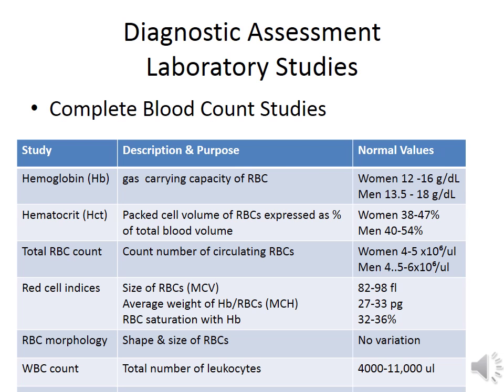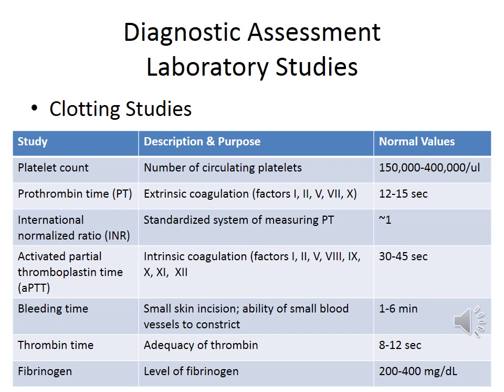The most direct means of evaluating the hematologic system is through laboratory analysis and other diagnostic tests. The complete blood count, CBC, involves several laboratory tests, each of which serves to assess the three major blood cells formed in the bone marrow. The platelet count is the number of platelets per microliter of blood. Normal platelet counts are between 150,000 and 400,000. A more extensive listing of clotting studies is included on this slide.